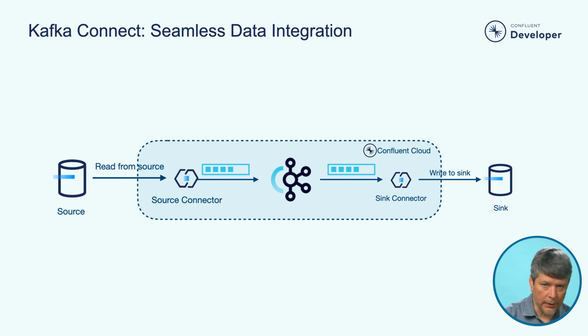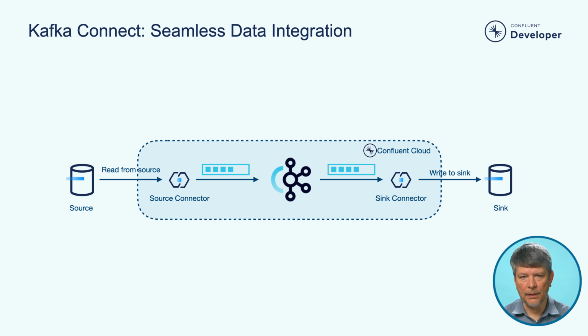A source connector can pull records from an external system like a database or an API, transform them if needed, and publish them to Kafka topics. On the other side, a sink connector picks up those messages and writes them exactly where they need to go, whether that's a data warehouse, a search index, or another application.